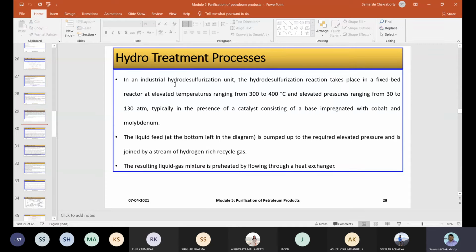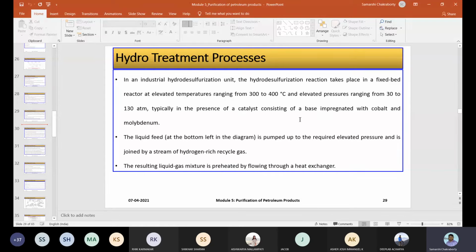In an industrial desulfurization process, the hydrodesulfurization reaction takes place in a fixed bed reactor at an elevated temperature ranging between 300 to 400 degrees centigrade, and an elevated pressure ranging from 30 to 130 atmosphere, typically in the presence of a catalyst consisting of a base impregnated with cobalt and molybdenum. That base is alumina. On that alumina we impregnate cobalt and molybdenum, or for denitrification purposes, nickel wolfram or nickel molybdenum.